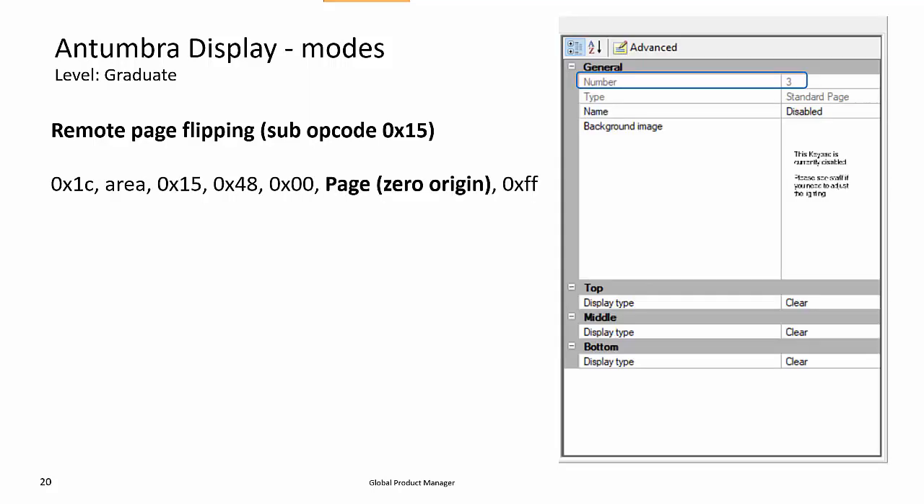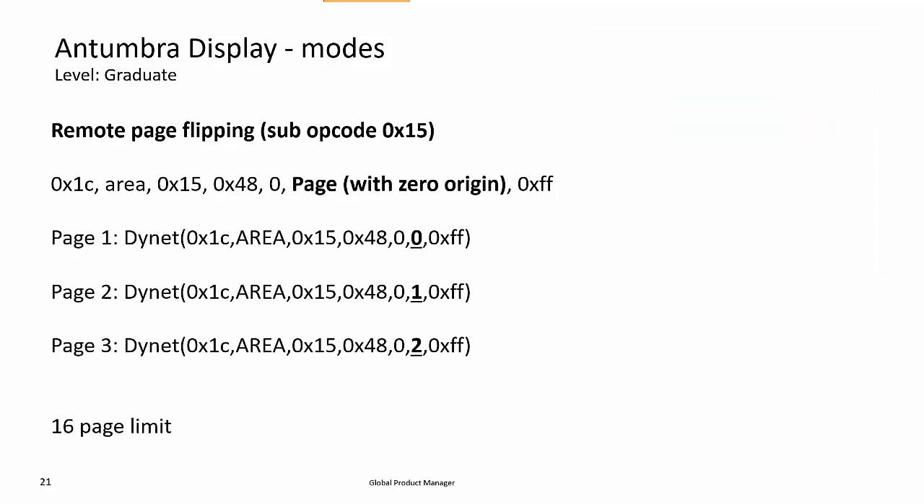Very simple. This does use zero origin. So here in the example on the right, you can see I've selected a standard page. It's giving me a number. These are all sequential. So this will jump to page 3. And simply page and zero origin. So here we go, page 1, page 2, and page 3.